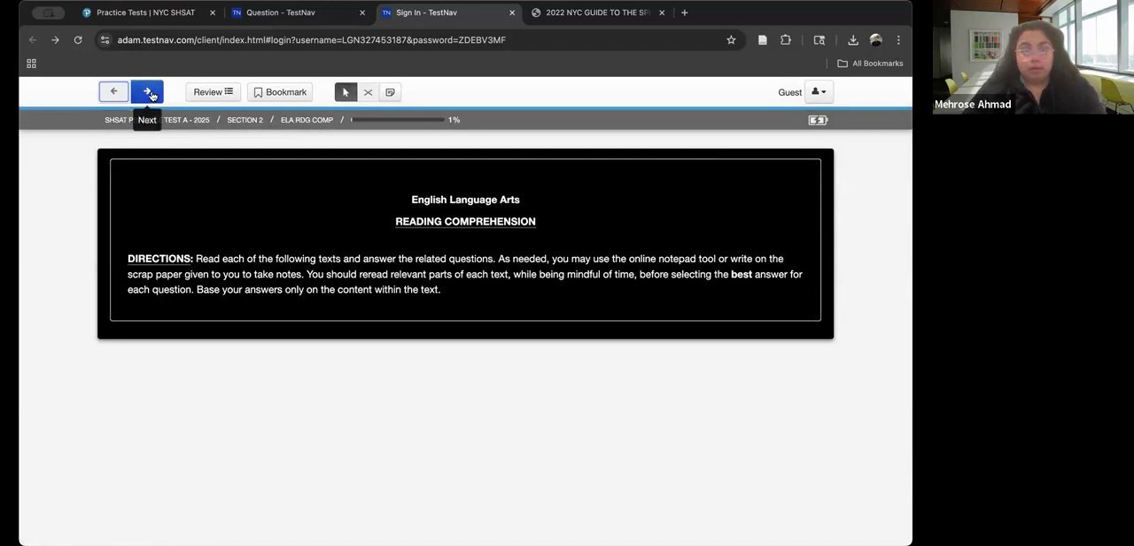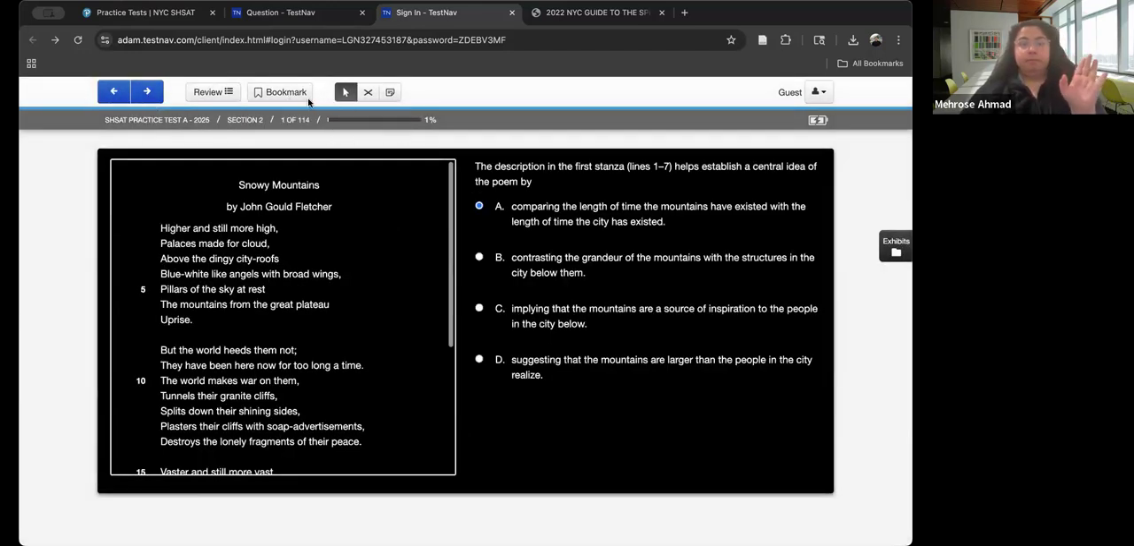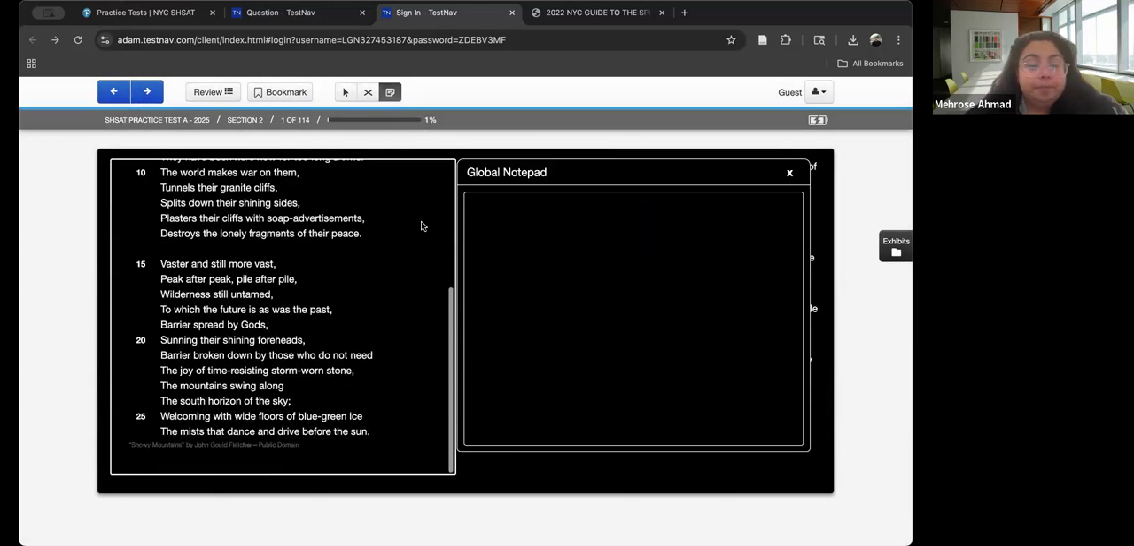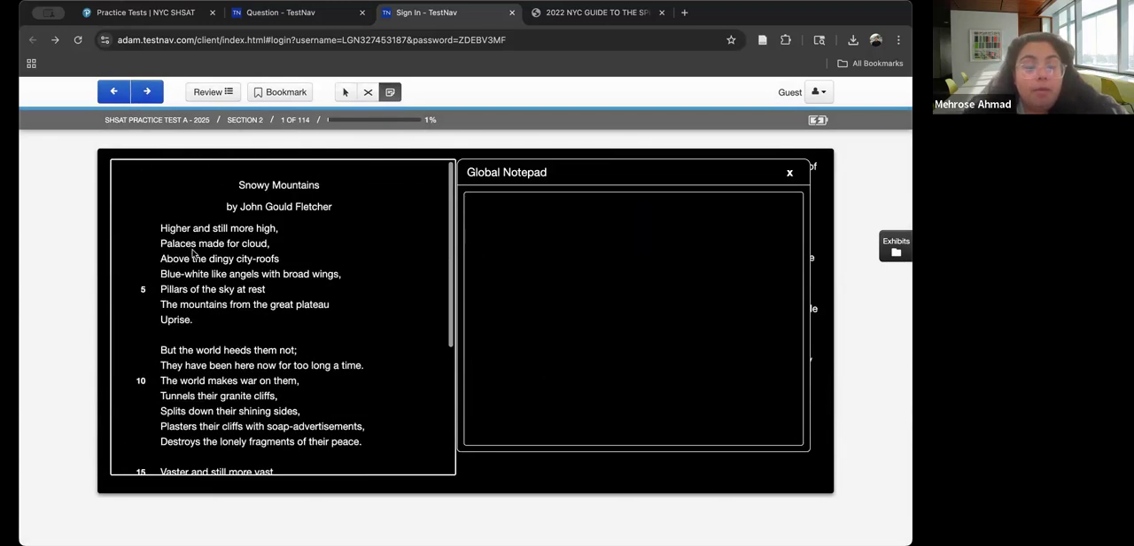Let's start going through this. So again, notepad open. All right. Snowy Mountains by John Goldflesher. Higher and still more high, palaces made for clouds above the dingy city roofs, blue, white like angels with broad wings, pillars of the sky at rest, and mountains from the great plateau uprise.